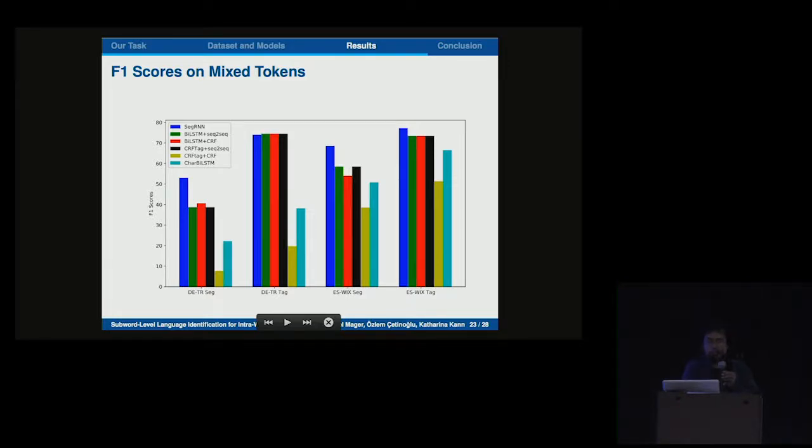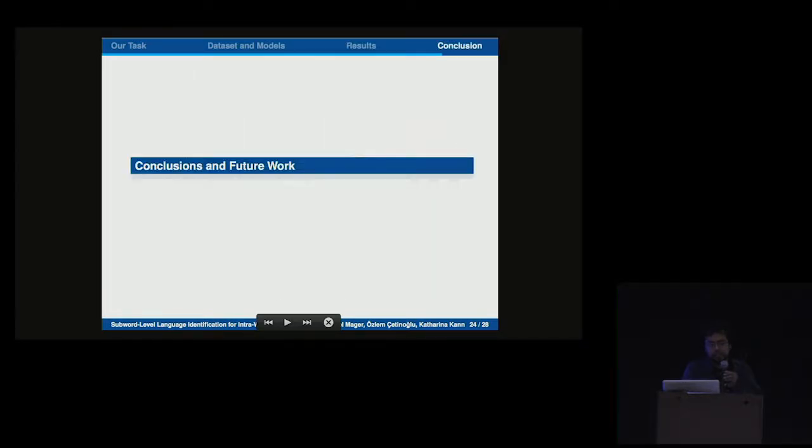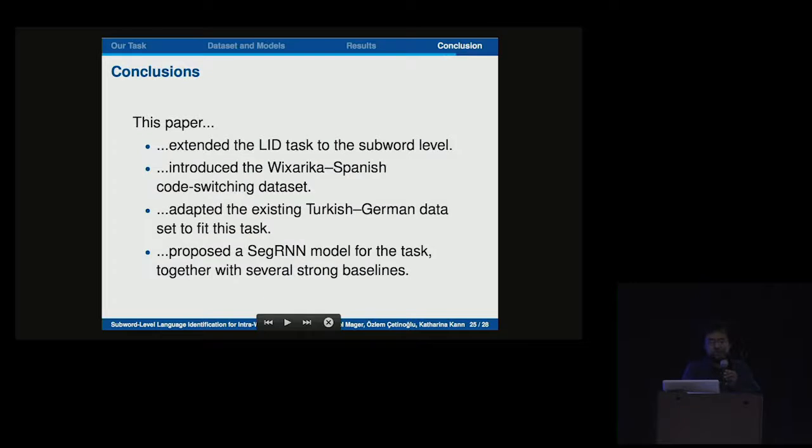But the picture changes if we only look at the mixed words. What we found is that the segmental RNN works much better to handle the problem we are working on, that means to split and to tag the mixed words. So on Turkish-German segmentation, Spanish-Wixarika segmentation, and Spanish-Wixarika tagging, the segmental RNN works better, and the only exception here is Turkish-German for tagging, where again we see a comparable performance.